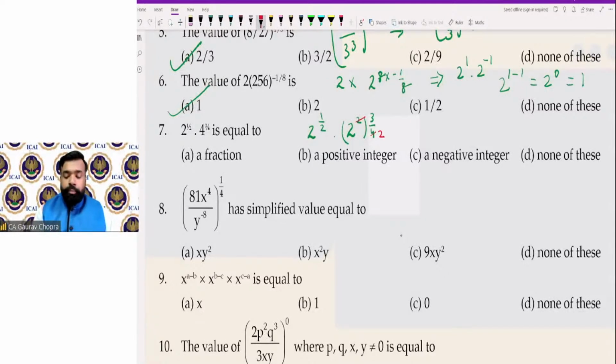Now the base is same, power will get added. So 2 to the power of half plus 3 by 2. Now what is half plus 3 by 2? It becomes 2. So 2 square is equal to 4. So is it a fraction? No, it is a positive number. So option number B is correct.